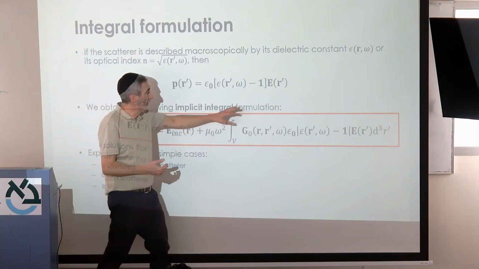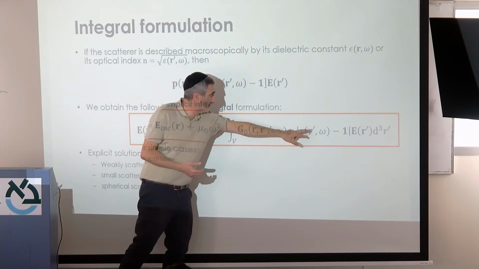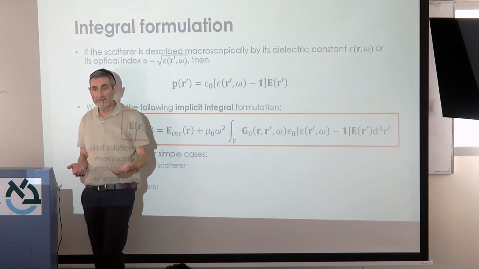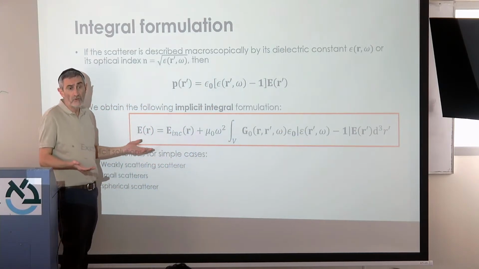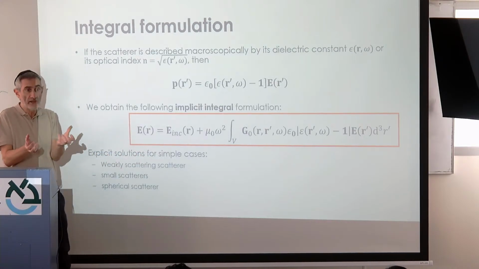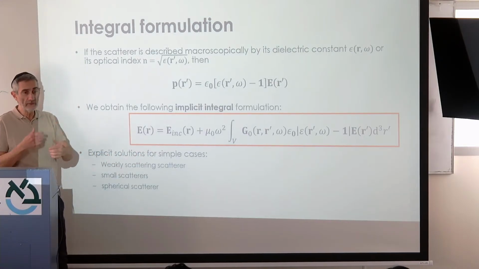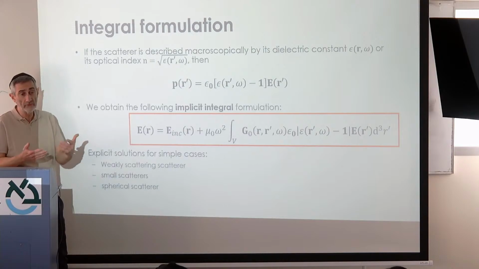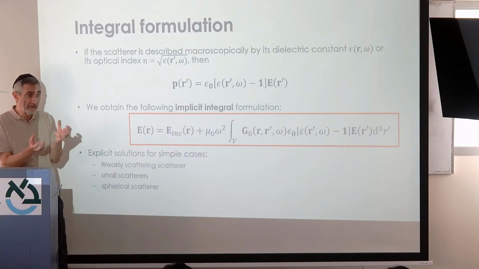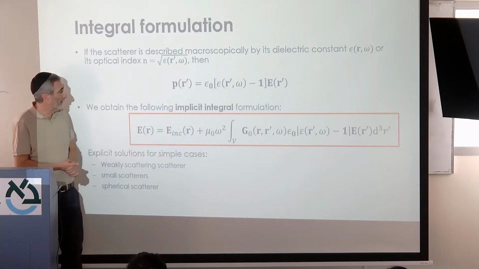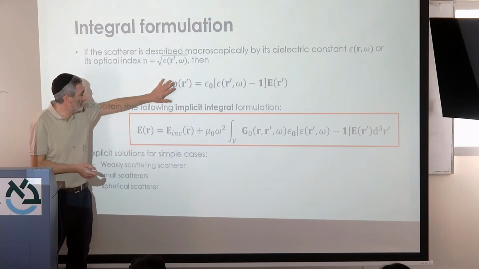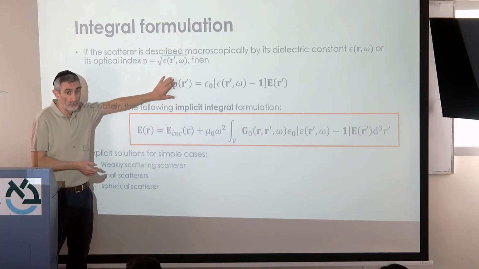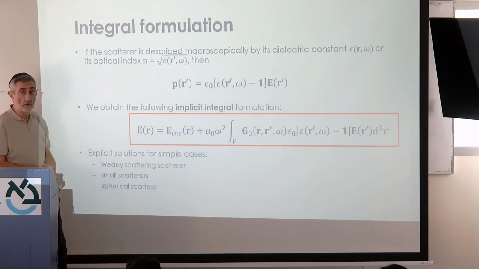The question is: is this field inside the scatterer the same as the incident field? In principle, no, because you have a complex object. This incident field will meet different atoms, molecules. There will be a lot of interaction there. So the field inside can be quite complex. But this is the field which results in the polarization of the medium.